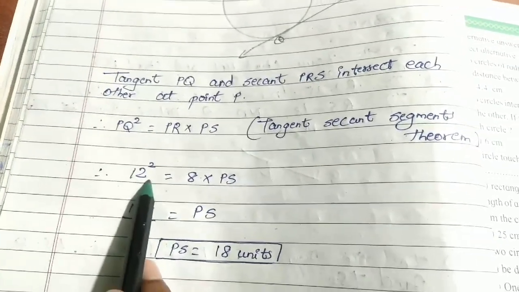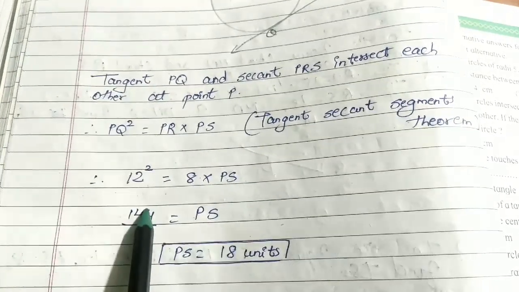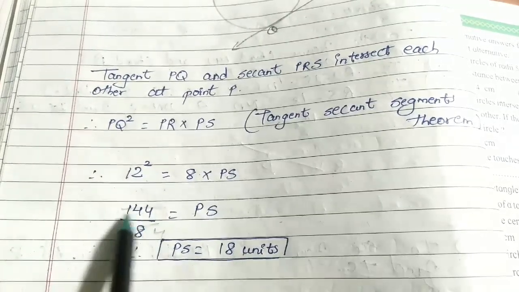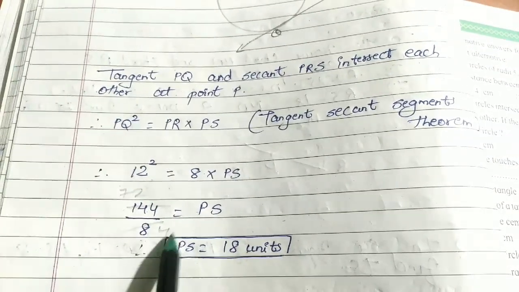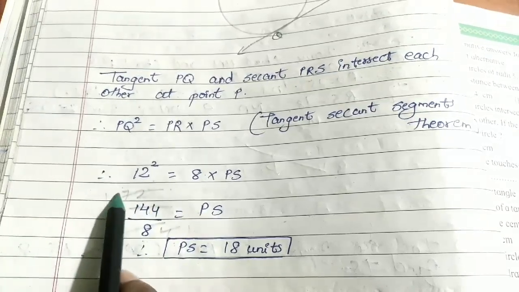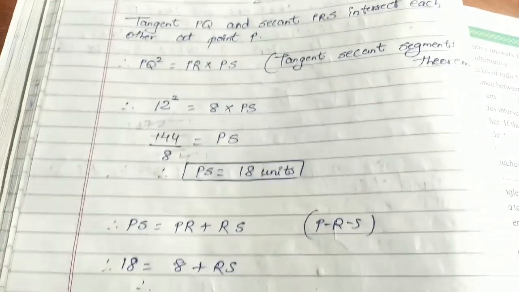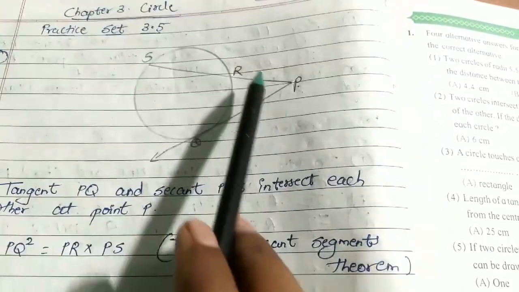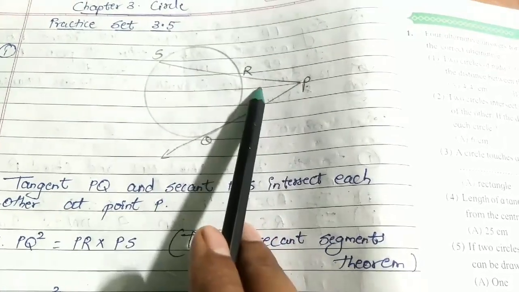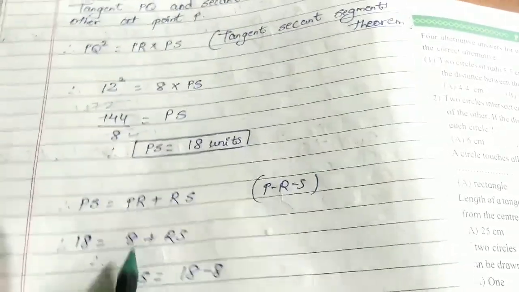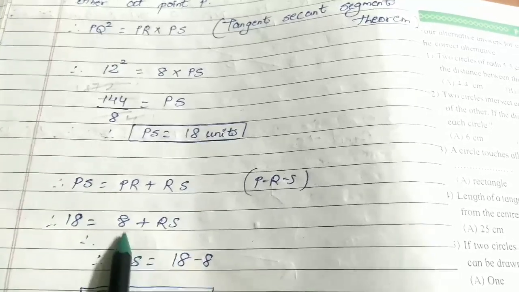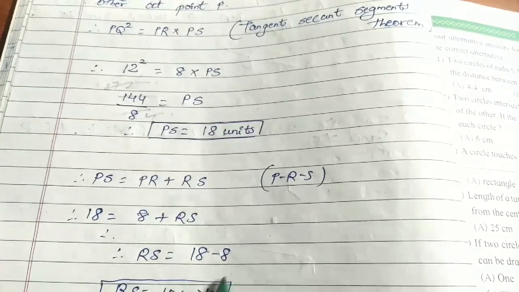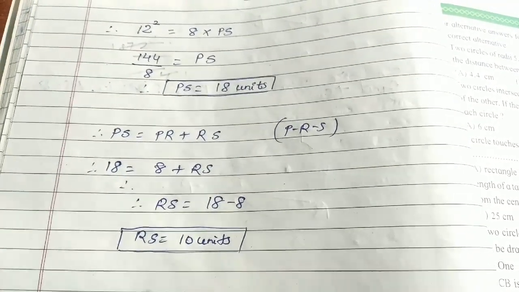12 square is 144. So 144 divided by 8 is 18. So PS equals 18 units. We have to find RS. We know PR plus RS equals PS. So PS we have got 18 equals 8 plus RS. So 18 minus 8 equals 10. So RS equals 10 units.